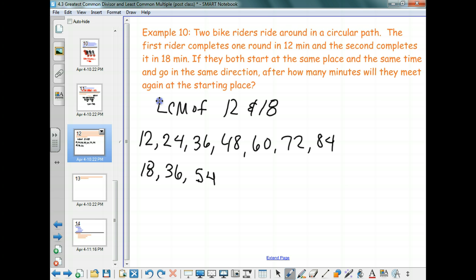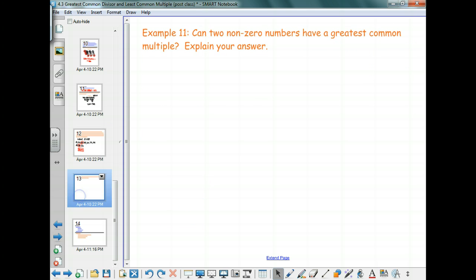This one's actually occurred pretty quickly. They actually had a least common multiple of what? 36. So 36 what? Minutes. So after 36 minutes, they're both back at the starting spot. But they cover different amounts of distance, agreed?